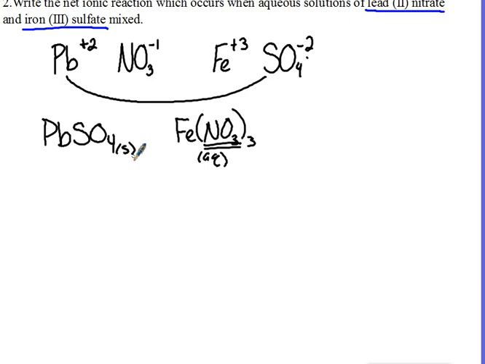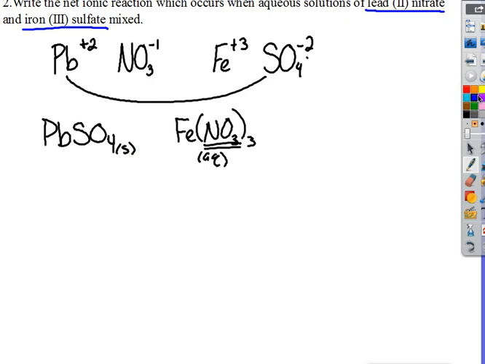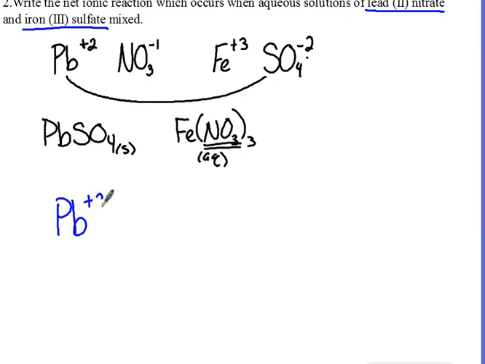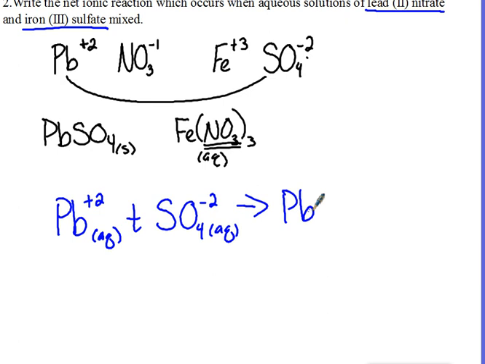To write my net ionic equation, I'm just going to write Pb +2 aqueous plus SO4 -2 aqueous produces PbSO4 solid.